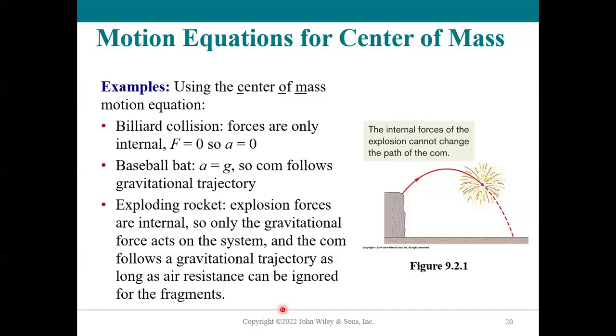Okay, and then the motion equation of the center of mass. An example using the center of mass motion equation: the case is billiard collisions. Forces are only internal, not external, so the force is equal to 0 and the acceleration is equal to 0. For a baseball bat, the acceleration is equal to gravity, so the center of mass follows a gravitational trajectory.